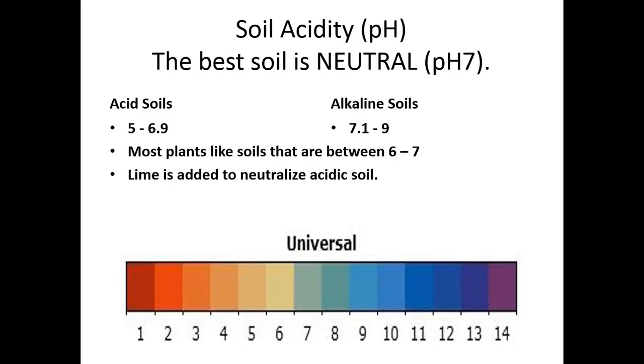Okay, another thing we test a lot is soil acidity. So the best soil is a neutral soil with a pH of 7. Acid soils can range from 5 to 6.9, and alkaline soils can range from 7.1 to 9. Most plants like soils that are between 6 and 7. If you need to change an acidic soil, you can add lime, which is alkali, to neutralize it.